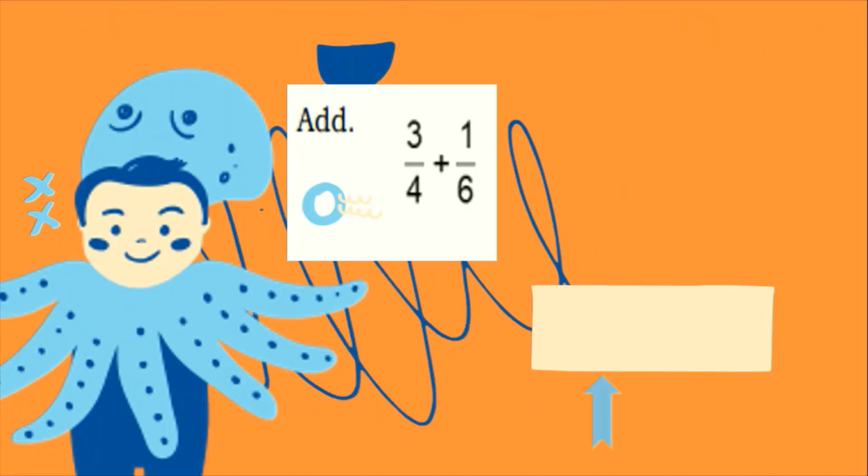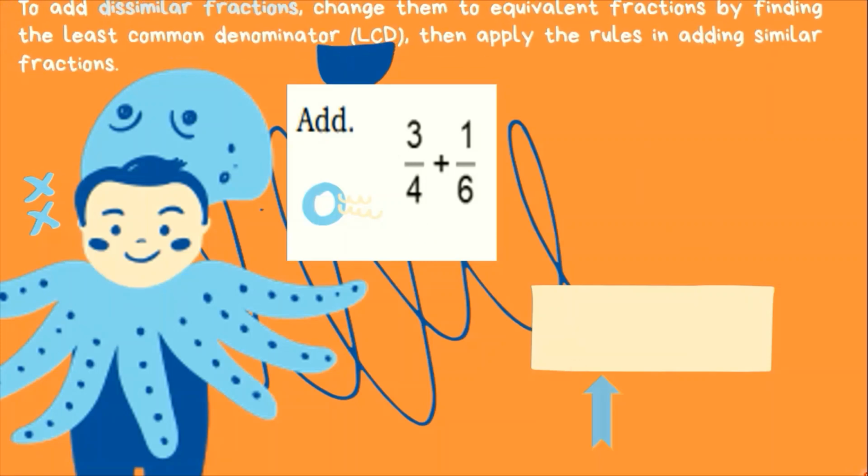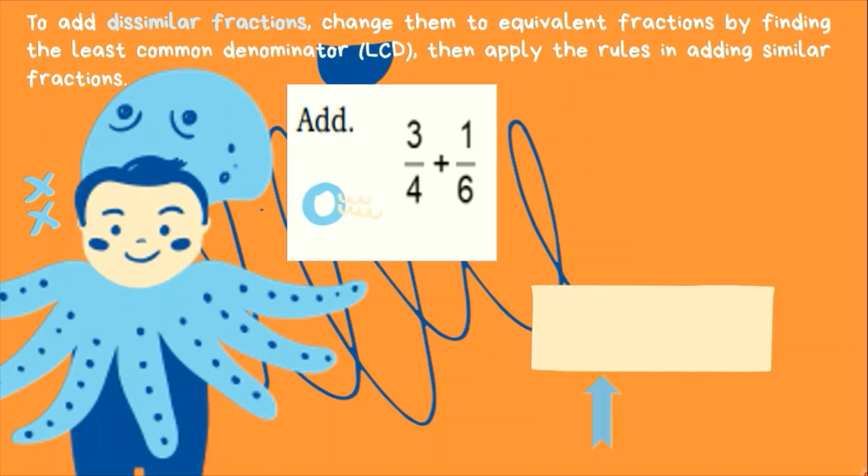Another example, we need to add 3/4 and 1/6. Kung mapapansin natin, itong dalawang fractions na ito ay may magkaibang denominators. Therefore, they are dissimilar fractions. And to add dissimilar fractions, change them to equivalent fractions by finding the least common denominator, then apply the rules in adding similar fraction. Kapag tayo ay mag-a-add ng dissimilar fractions, it is very important that we convert them into equivalent fractions first. Para from dissimilar fractions, sila ay maging similar fractions, maging pareho ang kanilang denominator.